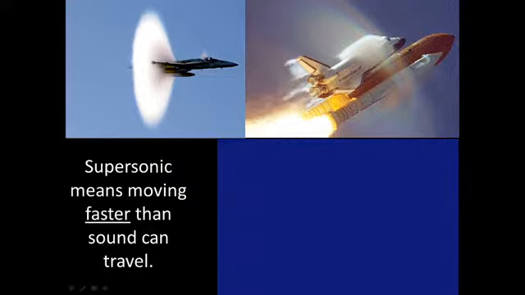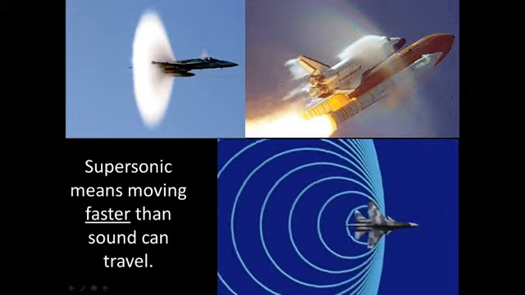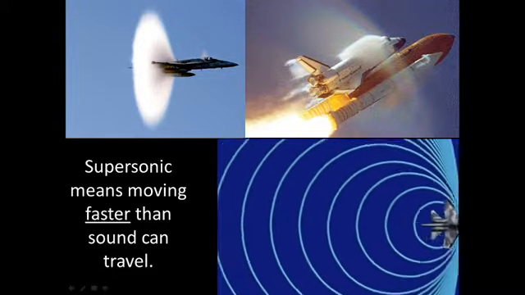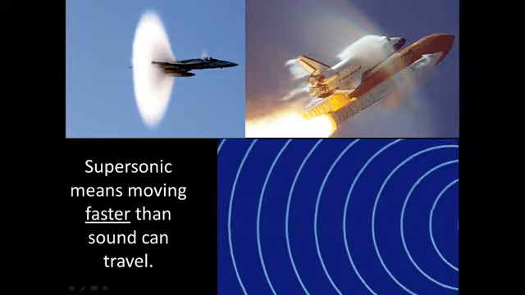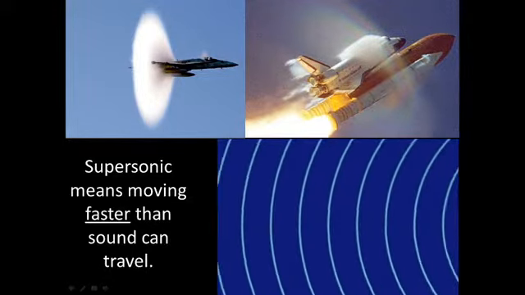Okay, now the second one, the jet is moving at the speed of sound. It's called transonic. So the waves are so bunched up in front of the jet that they are on top of each other, and that's what a shock wave is. It's formed a shock wave. The jet is breaking the sound barrier. See this image at the top? This is a jet that's breaking the sound barrier.